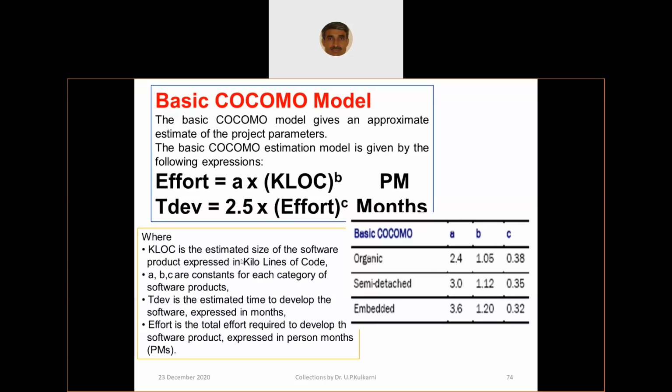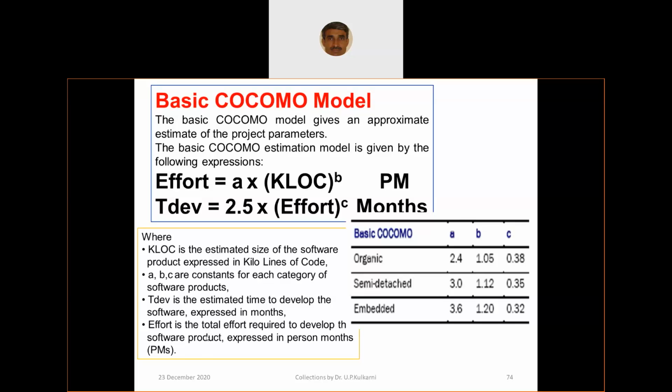KLOC is the estimated size of the software product expressed in kilo lines of code. A, B, C are constants for each category of software product, established based on past experience. TDEV is the estimated time to develop the software, expressed in months. Effort is the total effort required to develop the software product, expressed in person-months; PM stands for person-month. Again, this is a theoretical thing. If a problem is given, values are given, and then accordingly you compute it. Got it?